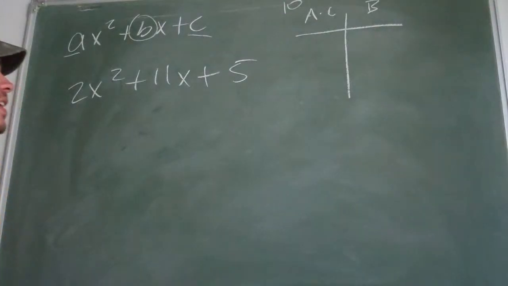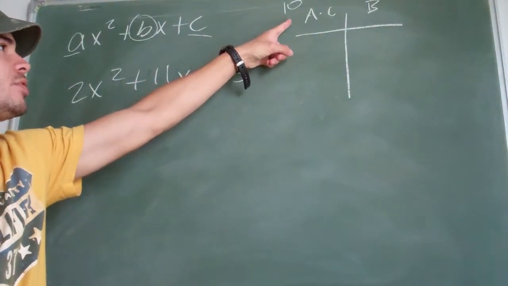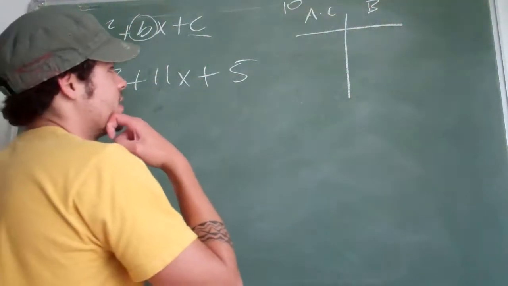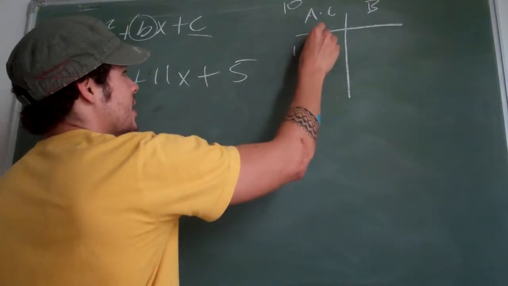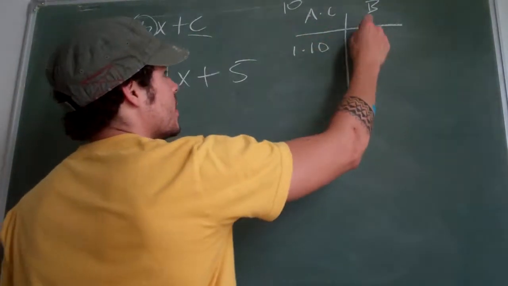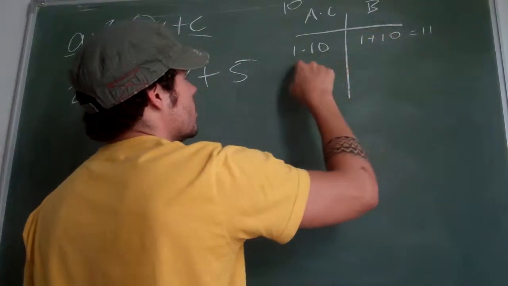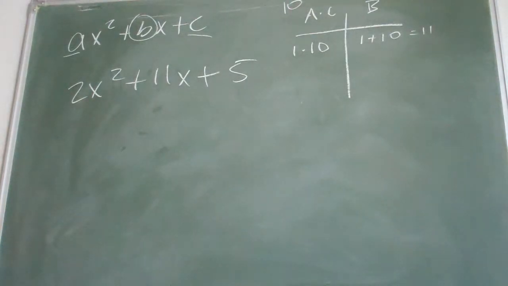So we need to take two numbers that will multiply together to give us 10, and add to give us 11. Right off the top, I can think of two numbers: 1 times 10, and 1 plus 10. This will equal 11, and 1 times 10 is equal to 10. Does that make sense? Yes.